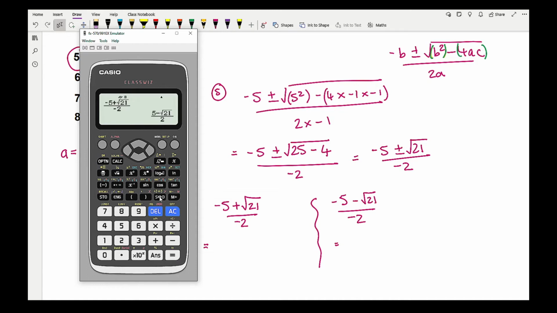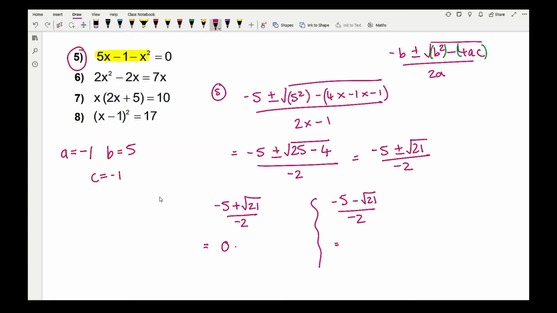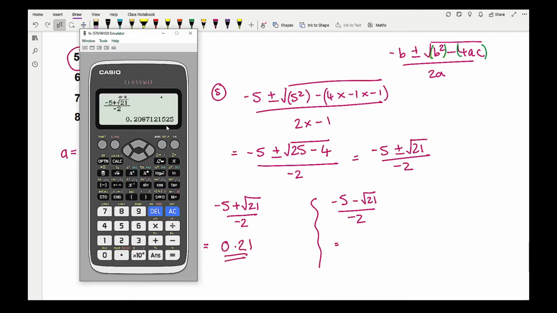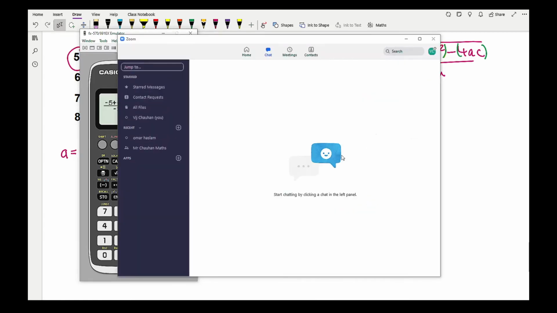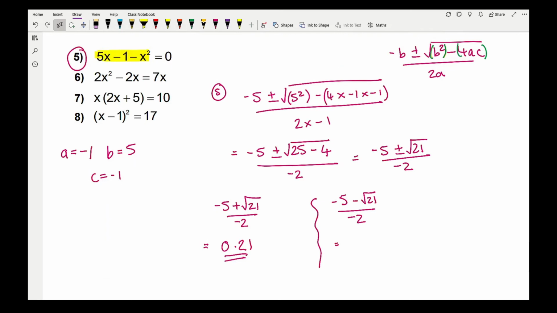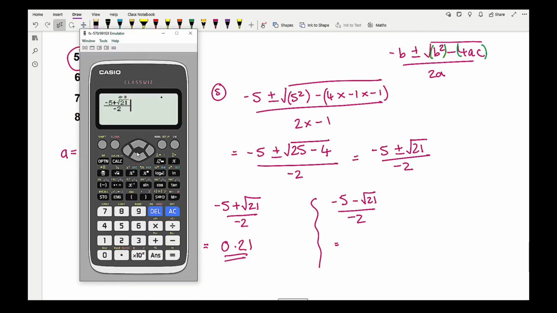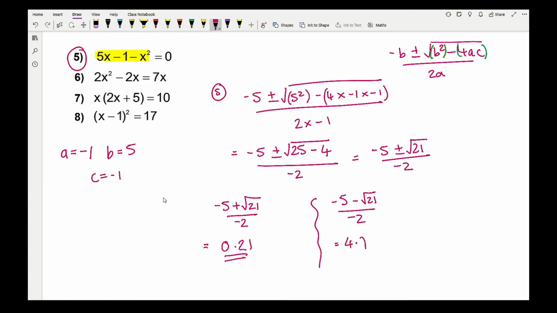Press equals, and we get an answer of minus 0.21. Then working out the second answer, all I need to do there is scroll across and change that plus to a minus. Try not to go crazy with the arrow keys like we have done there. Equals, press the SD button, and we get 4.79. And there are my two final answers.